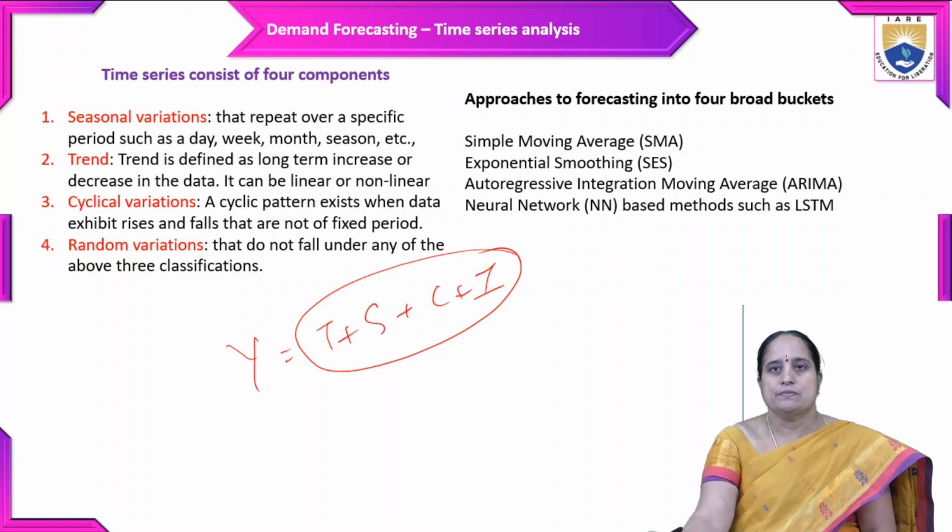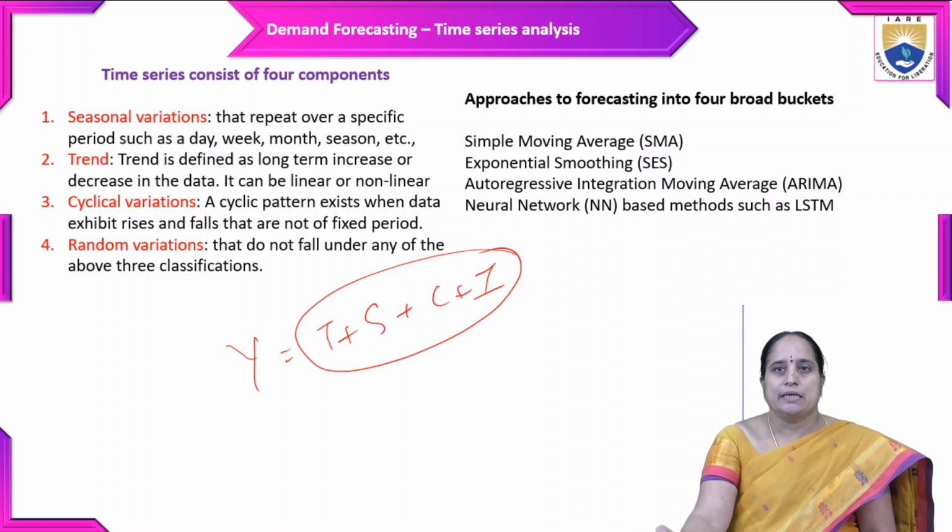Coming to the first one, seasonal variations. Seasonal variations repeat over a specific period such as a day, week, month, season, etc. Using these seasonal variations also, we are able to forecast the demand. Next, trend. Trend is defined as a long-term increase or decrease in the data. The trend may be linear or non-linear.